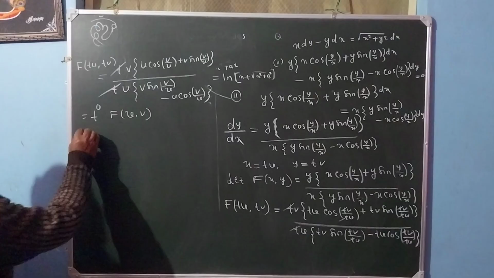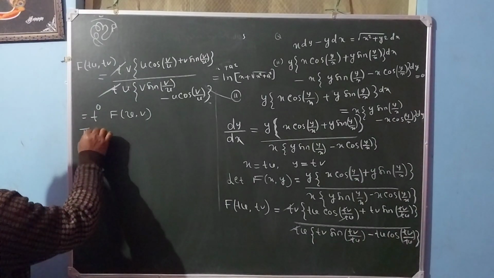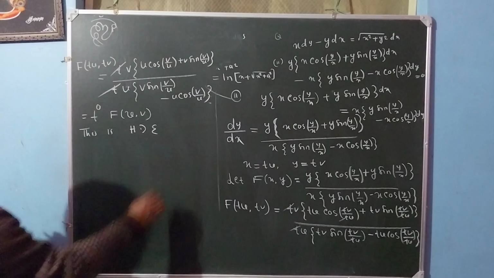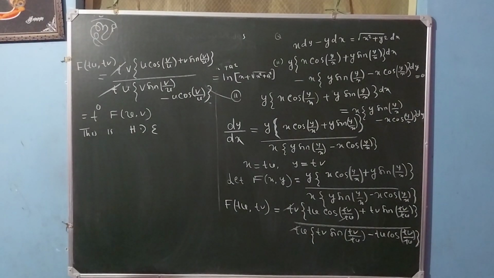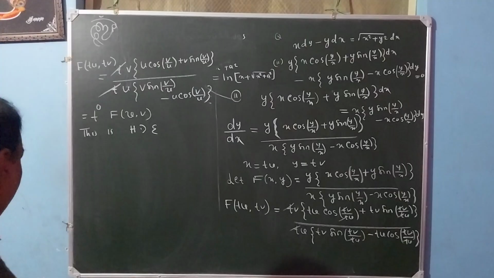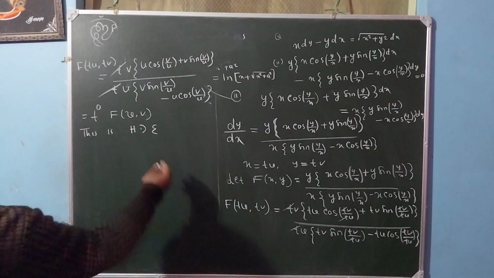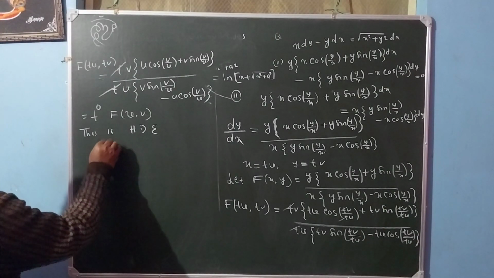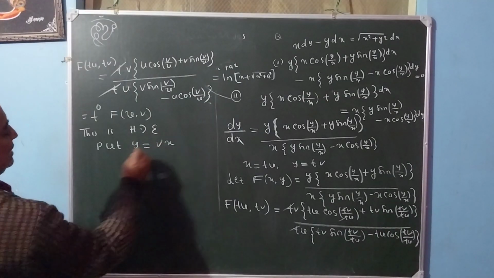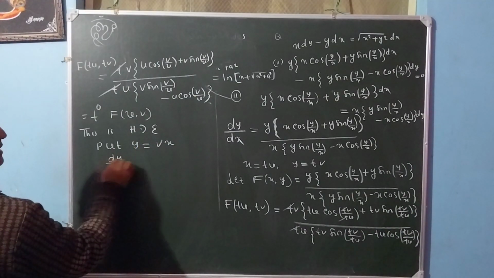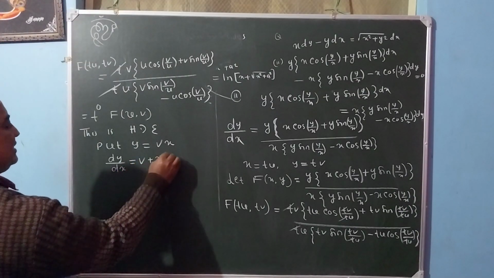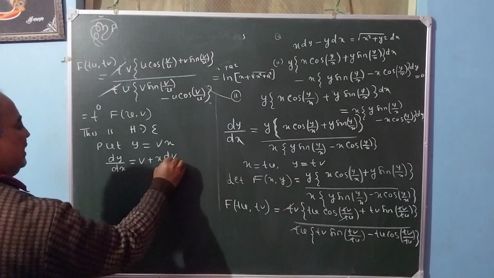So this is a homogeneous differential equation, HDE. For a homogeneous differential equation, always put y is equal to vx. So write down, put y is equal to vx, dy by dx is v plus x dv by dx.